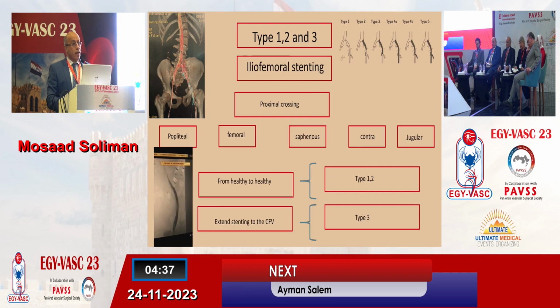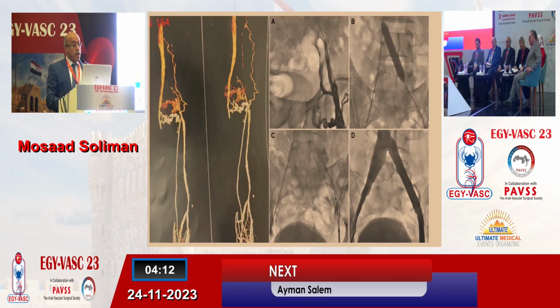On the other hand, from type 1 to type 3, we can go through iliofemoral stenting by proximal crossing, either through the popliteal, femoral, saphenous, contralateral, or jugular approach. In type 1 and type 2, we have to stent from healthy to healthy, while in type 3, we have to extend our stenting system to the common femoral vein.